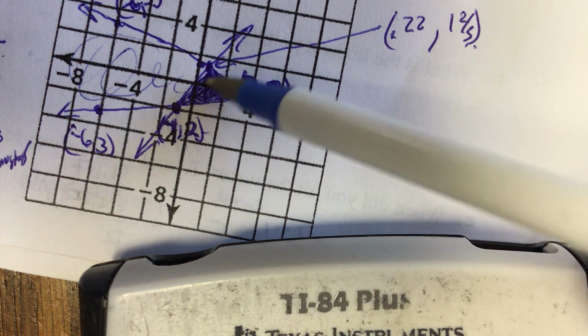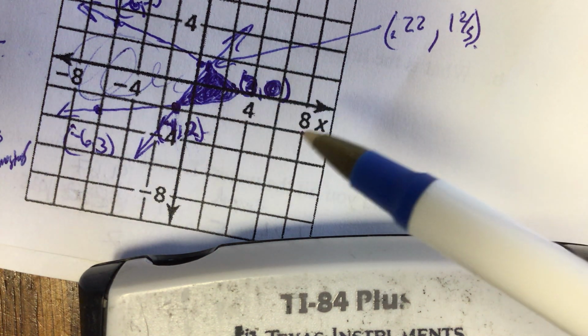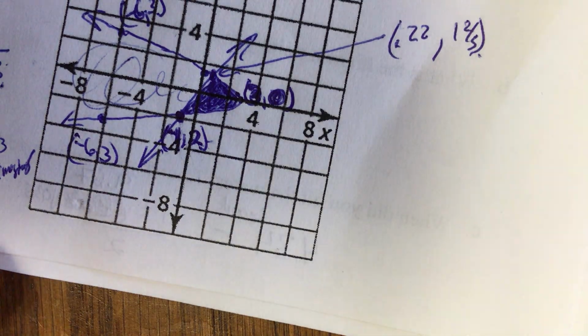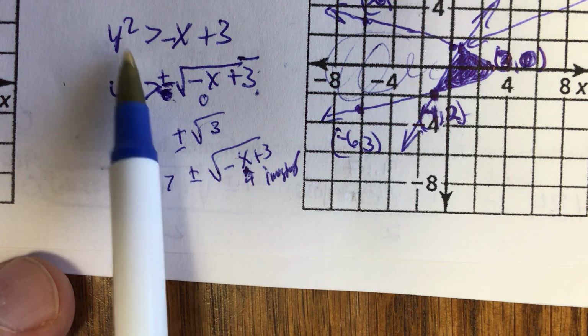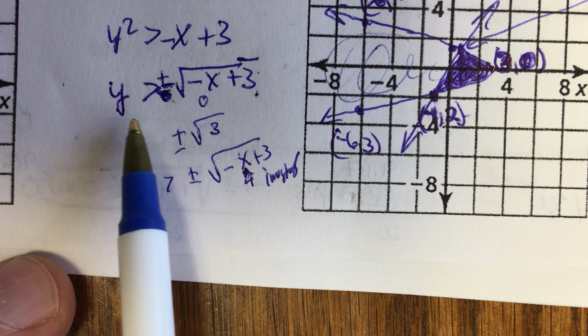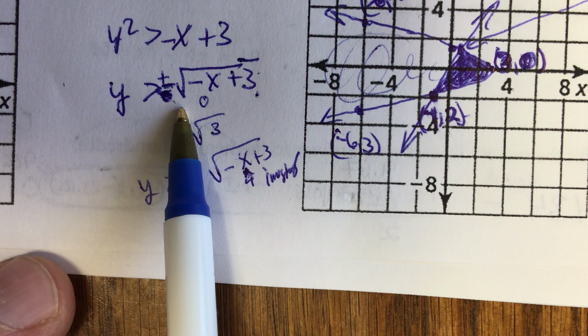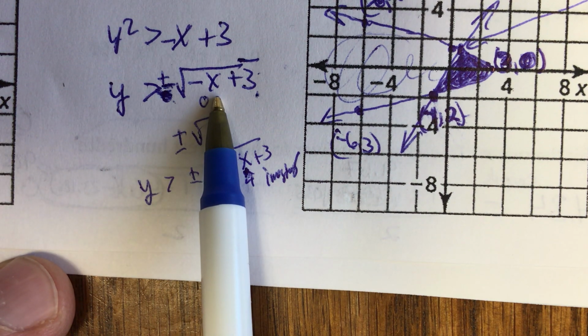Now, how did I know this is the area to be shaded? Let's go back over here, and this is a little bit tricky to think about what's going on in this equation right here. So as I do the square root of both sides, plus or minus, think of values that I could plug in here.